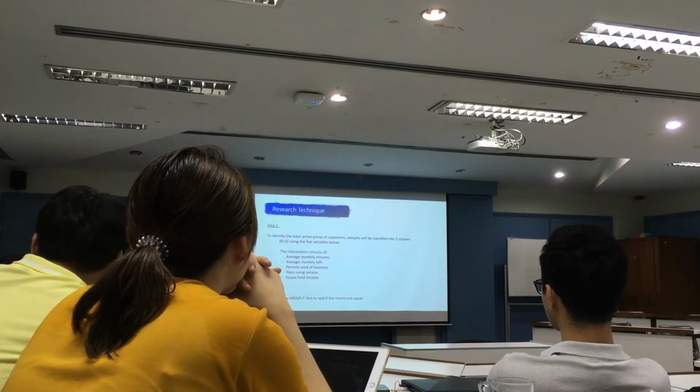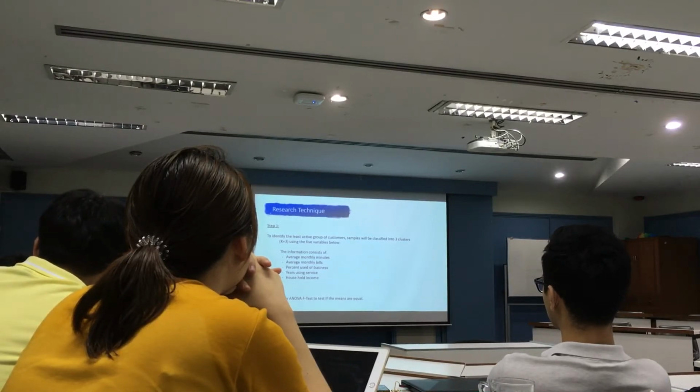So step one, what we did was that we used the program to do K-means, where K equals 3 with the 5 variables. And then step 2, we will use one-way ANOVA F-test to test if the means are equal.